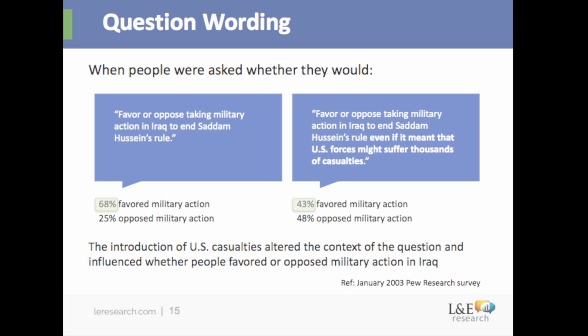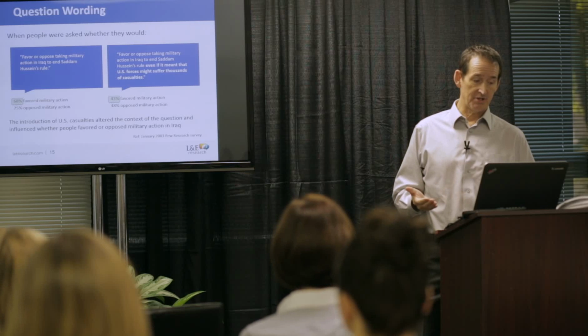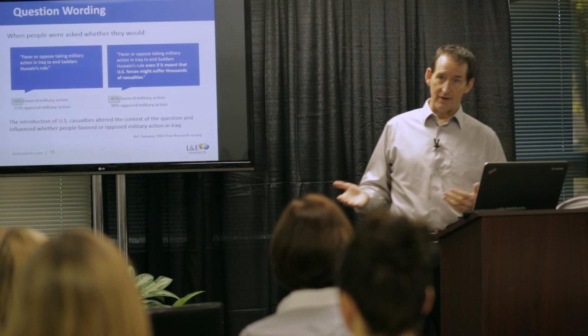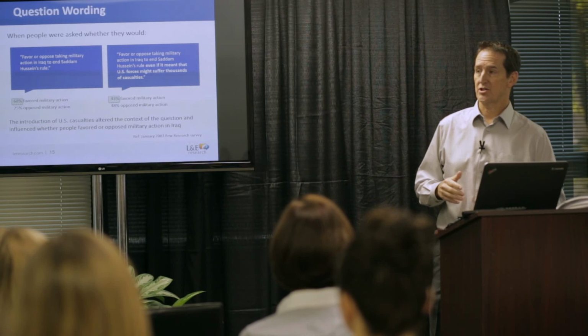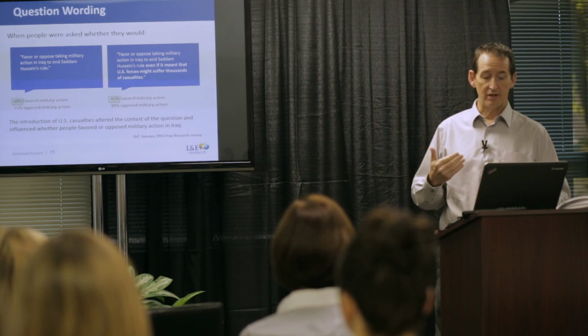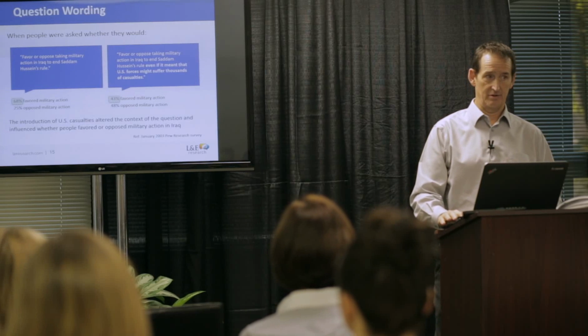Question wording. The Pew Research Center in 2003 asked people whether they favor or oppose taking military action in Iraq to end Saddam Hussein's rule. That's on the left. On the right, and this is my bolding, they were asked the exact same question, but they added, even if it meant that U.S. forces might suffer thousands of casualties. There was a big difference. Without that added information, 68% favored military action. When you added that, 43% favored military action. And so, the question wording really matters in our surveys.